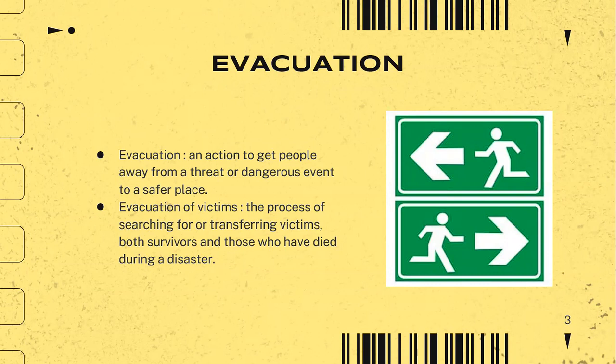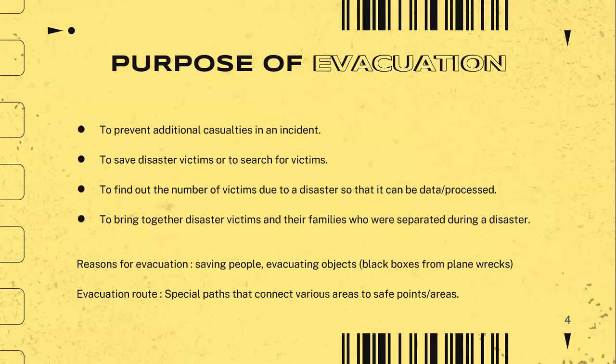Evacuation of victims is the process of searching for or transferring victims, both survivors and those who have died during a disaster. The purpose of evacuation is to prevent additional casualties in an accident, to save disaster victims or to search for victims, to find out the number of victims due to a disaster so that it can be data or processed. And last, to bring together disaster victims and their families who were separated during a disaster.